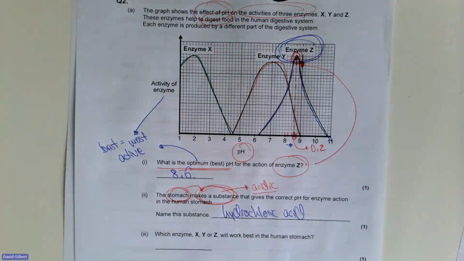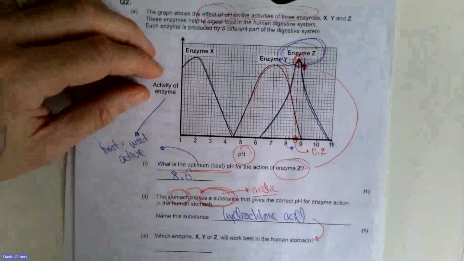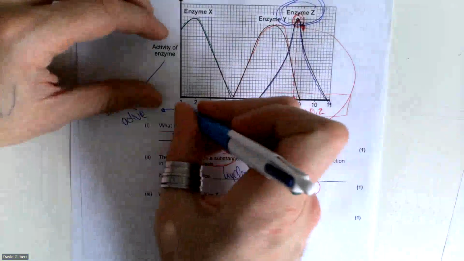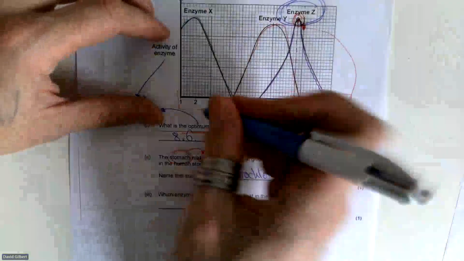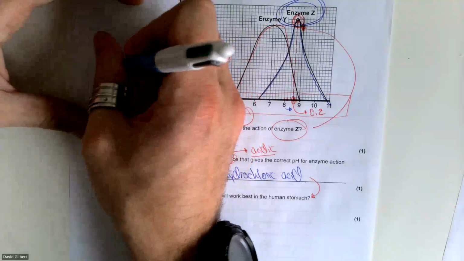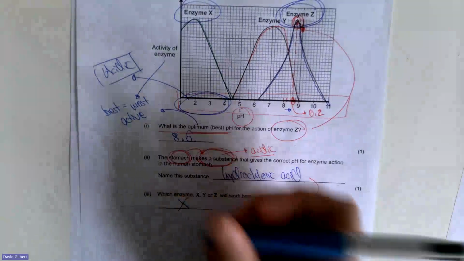Now, which enzyme, X, Y, or Z, should work best in the human stomach? Now, we know from the previous question that the human stomach contains hydrochloric acid. So, if we're thinking about the human stomach containing hydrochloric acid, we need to think about what an acidic pH is. Well, it's down here. It's a low pH, isn't it? So which enzyme works best in these kind of conditions, low pH? Well, it's only one of them. It's enzyme X, isn't it?